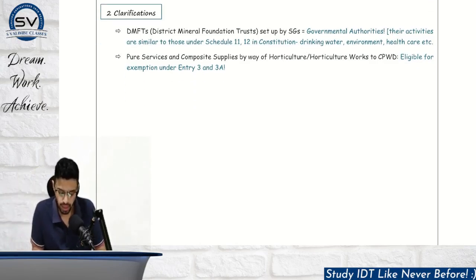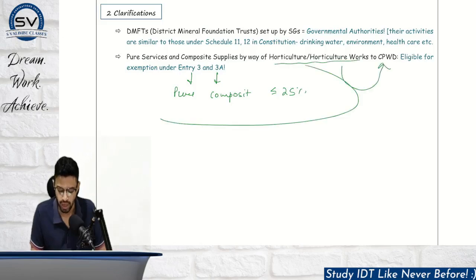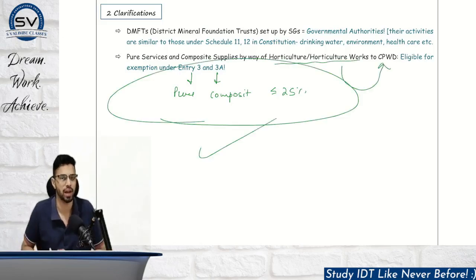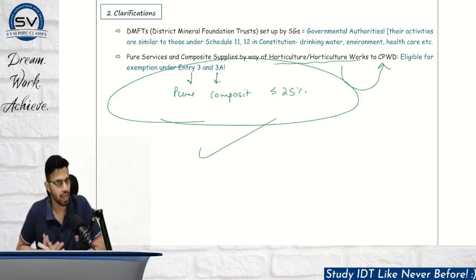Pure services and composite supply by way of horticulture or horticulture works to CPWD. This is exactly, this has the exemption under entry number 3 and entry number 3A. What was entry number 3? Pure service. What was entry number 3A? Composite supply. Condition, goods value should be up to 25%. So if any horticulture works is provided to CPWD, apply the same exemption notification entry number 3, entry number 3A. I hope this is clear.